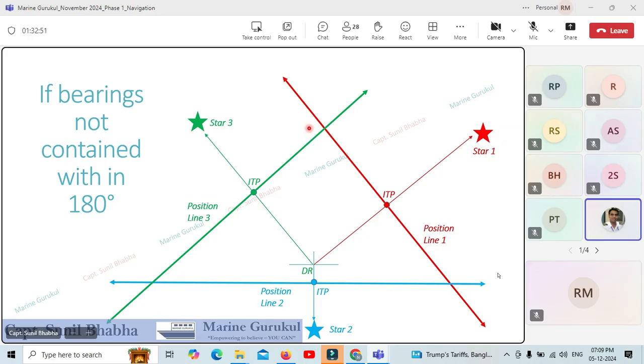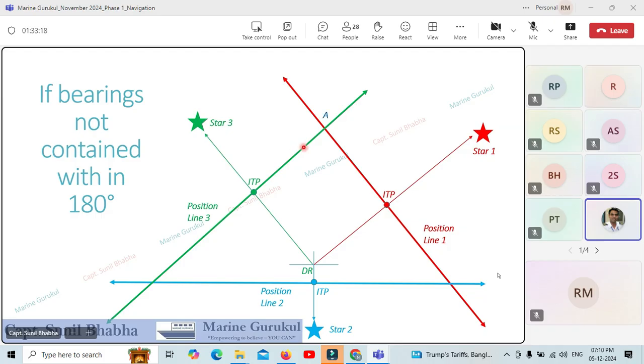Now if you look carefully, the bearings of all the 3 stars are not contained within 180 degrees, because it is not possible to draw a line from the DR in such a way that all 3 of them come on one side of it. It is not possible to do that. The bearings are not contained within 180 degrees. Now how do we resolve this cocked hat?